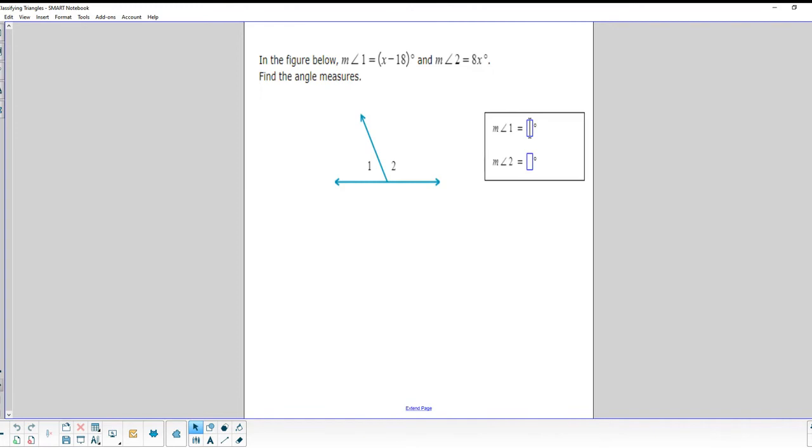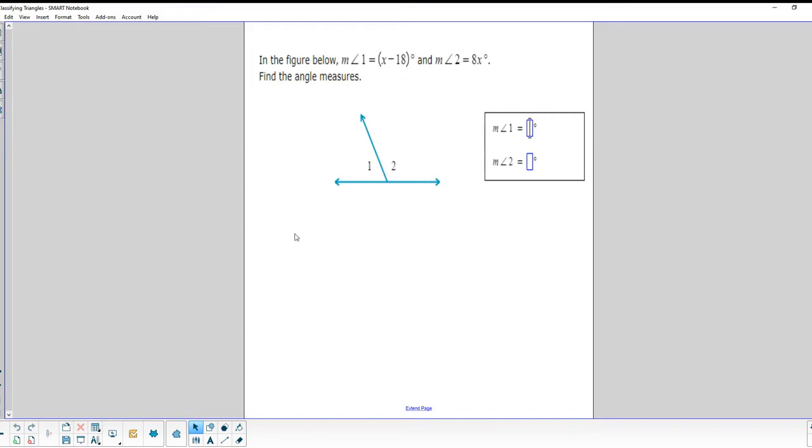Now going on to another type of problem, we can see one that looks like this. You have two angles that form a straight line, and another line that is adjacent that they share. And so angle 1 we mentioned is x minus 18 and angle 2 is 8x. So x minus 18 and 8x over here.